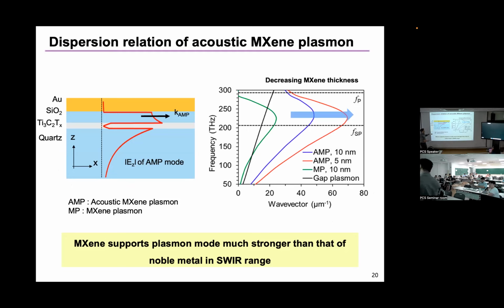So we also compare that if we introduce the gold layer on top of the MXene layer, we clearly see that the acoustic MXene plasmon model is generated in this structure. Here the 5 nanometer means the MXene thickness, and the AMP 10 nanometers MXene thickness, and MP means without the acoustic model, just the pure MXene structure. First we can compare the green and blue lines, and it shows the increase in the wave vector. And then if we reduce the MXene thickness, we can further increase the wave number of this plasmon mode.